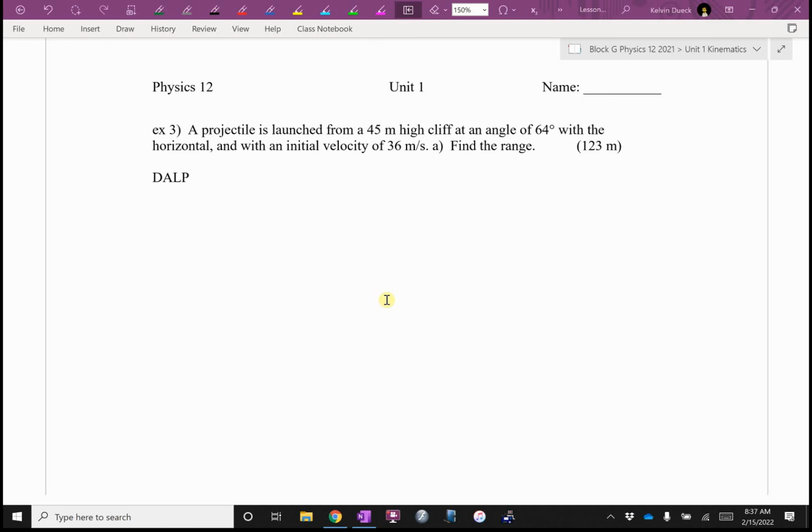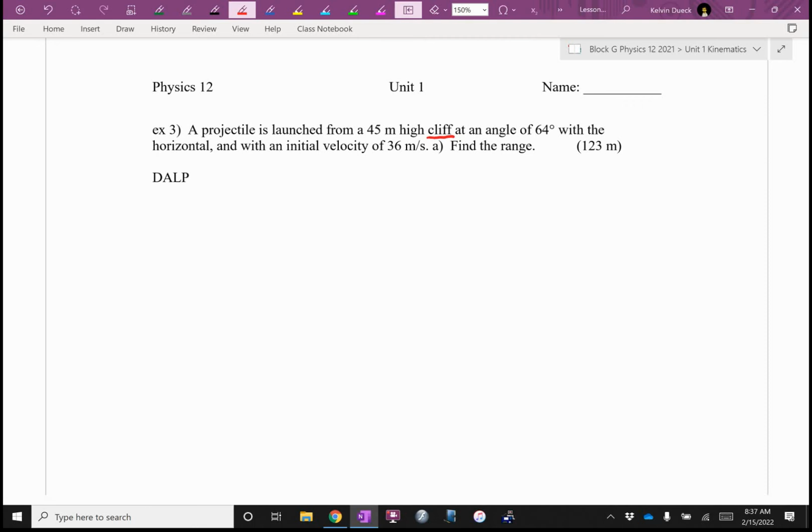So we were looking at projectiles from cliffs at angles. Did I say angles? Components. A projectile is launched from a cliff. Okay, that's important. At an angle of 64 degrees with the horizontal and an initial velocity of 36 meters per second. A says, find the range.